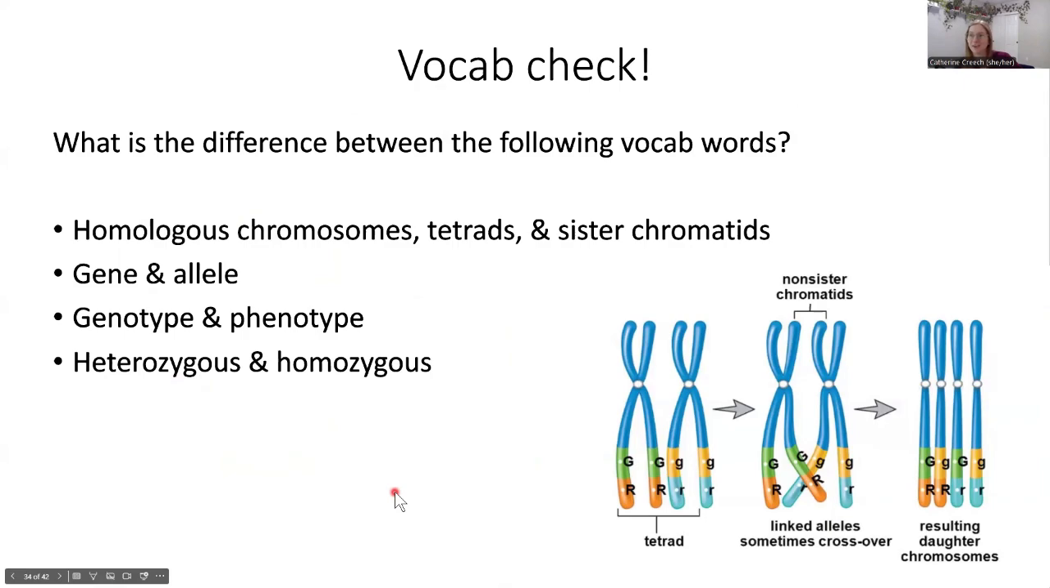All right, let's check our vocab. A homologous chromosome, a tetrad, and a sister chromatid. Ask yourself, how are those different? And then ask yourself, how is gene different than allele? How is genotype different than phenotype? And how is heterozygous different than homozygous?